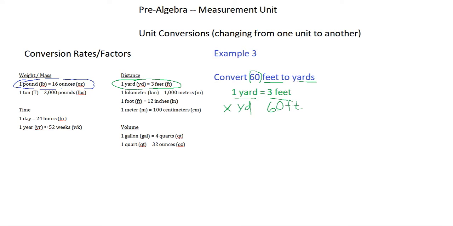Okay. Now I'm going to solve that proportion. I'm going to cross multiply and divide. I'm going to do 1 times 60 or 60 times 1 and divide by 3. And that's going to give me 20. I'm figuring out the number of yards here, so that is 20 yards. So 60 feet is 20 yards.